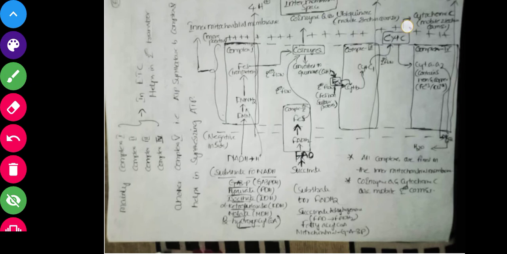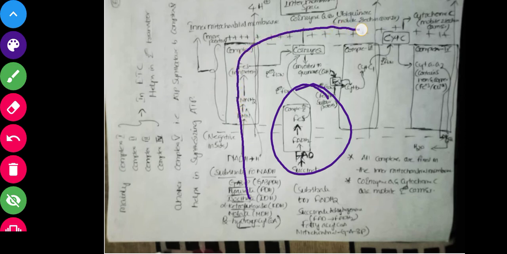The fourth complex is called the cytochrome C and cytochrome aa3 complex. Cytochrome C supplies electrons to aa3. This aa3 supplies electrons to the ultimate acceptor of electrons, that is oxygen. This oxygen will form a water molecule. This is how the electrons flow from complex 1 to oxygen.